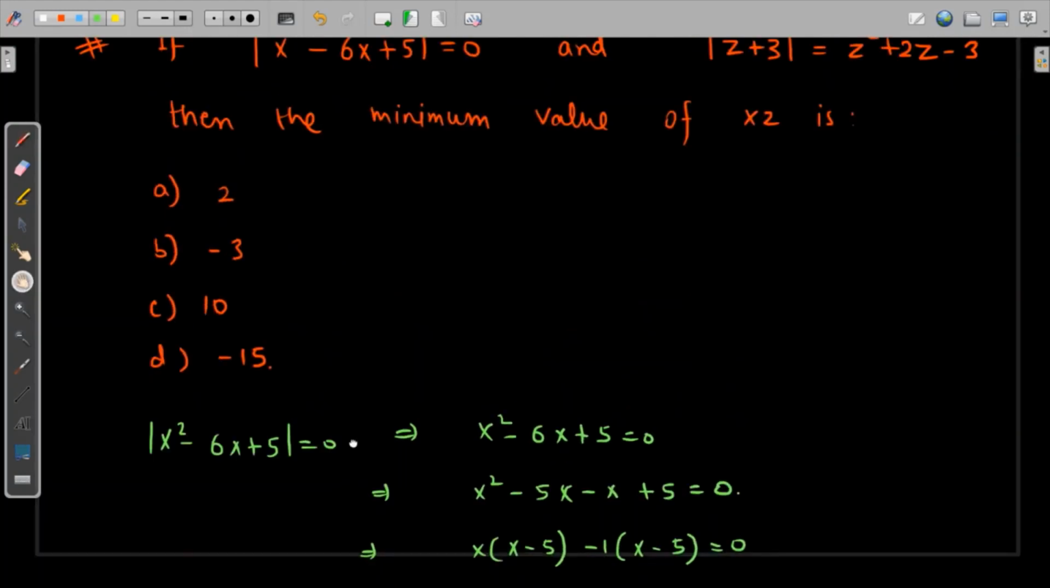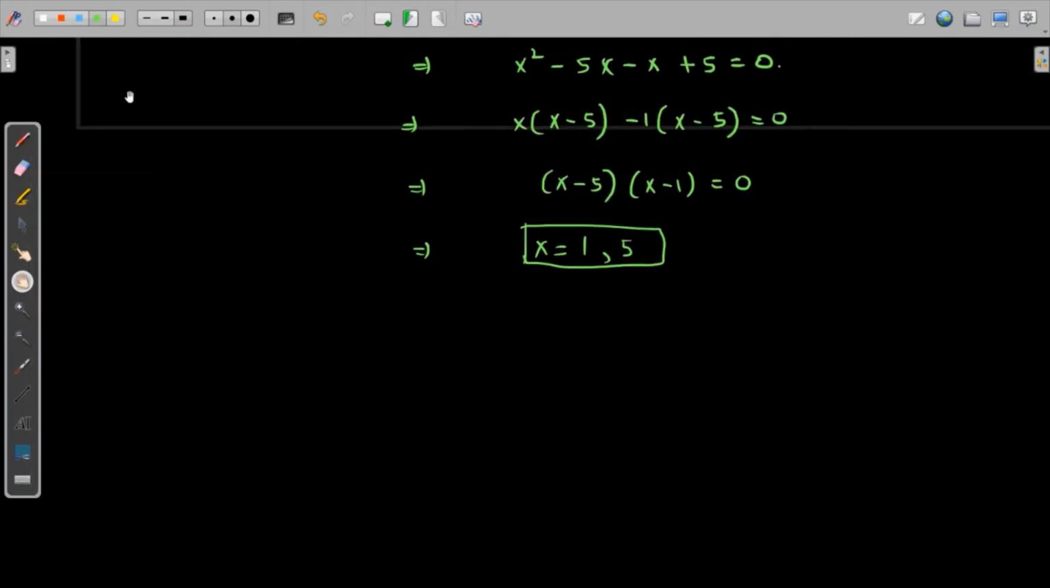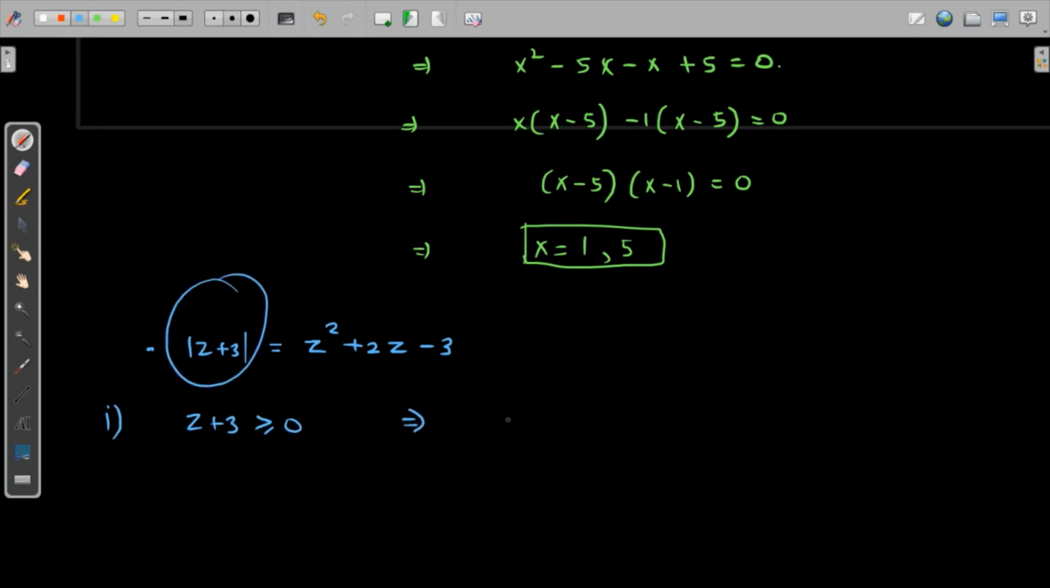Let's talk about the other one. So we have z plus 3 in absolute value, equal to z square plus 2z minus 3. Right, so there will be two conditions since we need to open up this absolute value. Condition 1 is when z plus 3 is greater than or equal to 0. If that is the case, then the absolute value of z plus 3 is going to open up just like that with a positive sign, because that is already positive.